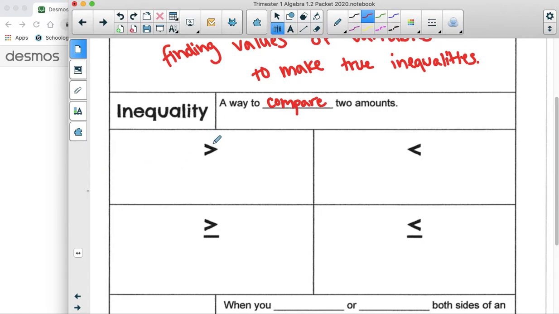Okay, so just as a review, this sign, when it opens up to the left, so the side that has that space is on the left side, this is a greater than. So when we name this, we would name this as greater than. So we're looking for numbers bigger. Okay, when it goes the other way, when it opens up to the right, this is a less than sign. So smaller.